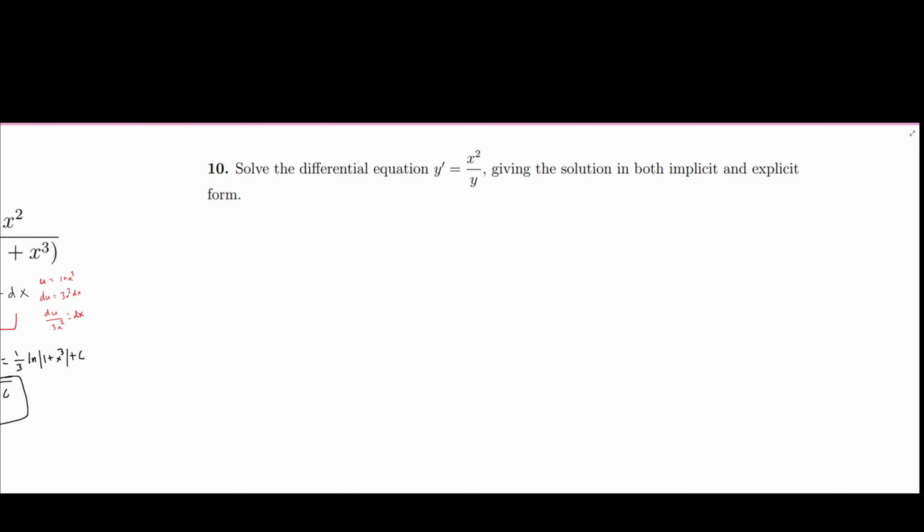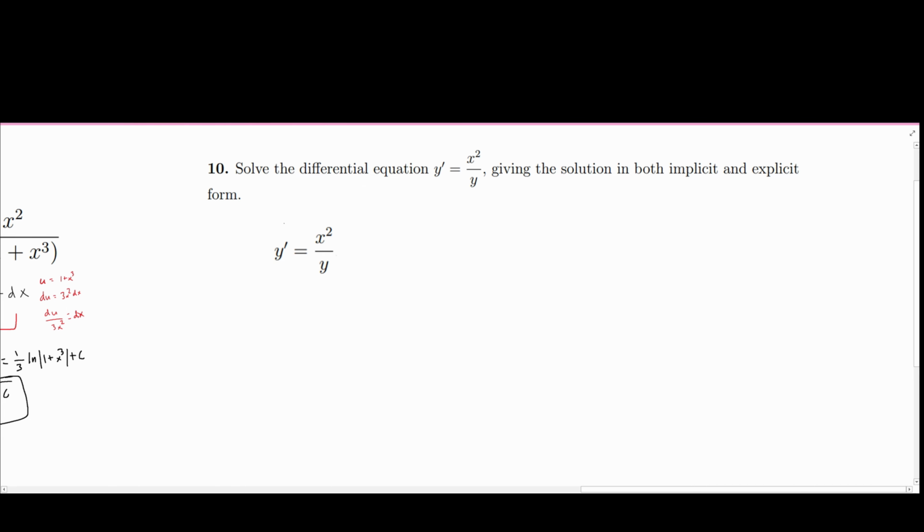Number 10 is asking us to solve the differential equation y prime equals x squared over y, giving the solution in both implicit and explicit form. Implicit means a basic solution, basically. It's super basic and it's super easy to get to. Explicit is y completely by itself, a super clean solution. To solve this problem, we're going to be using separable equations.